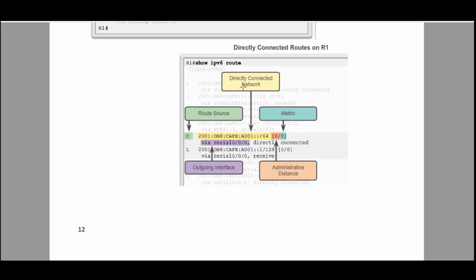Then the next one, it is a directly connected network. This is the name of the network, 2001. You must know 2001. It is what type of address it is? It is called global unicast address. A global unicast address will always start with 200. This is directly connected, and this is /64. So totally there are 64 bits available in the prefix.